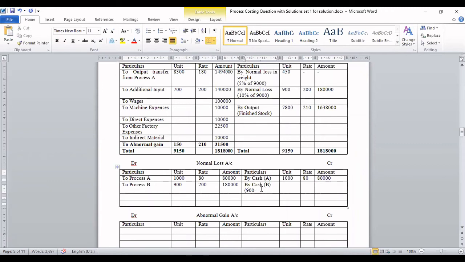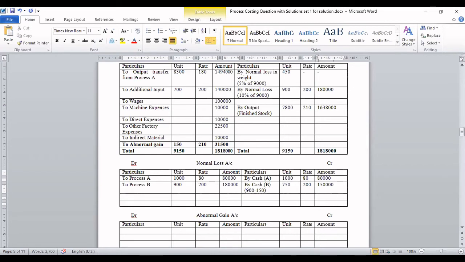So for finding out what was the normal or the bad quality goods, we have to deduct the abnormal gain of that process. So in process B, we have abnormal gain, na bacha? Tell me. What was the quantity? 150. So 750 units we will sell at scrap value. And what was the rate? 200. Very good. So the amount comes to, come on, tell me. 1,50,000. Bacha, any doubt, any confusion, or if you want me to explain this point again, please tell me.